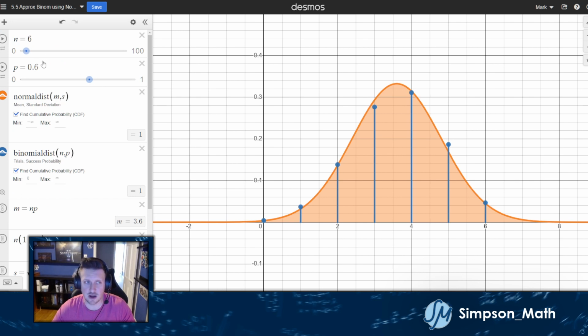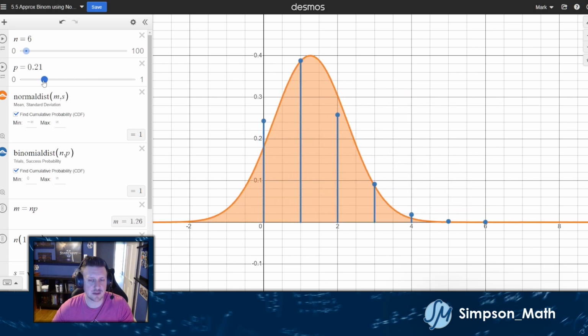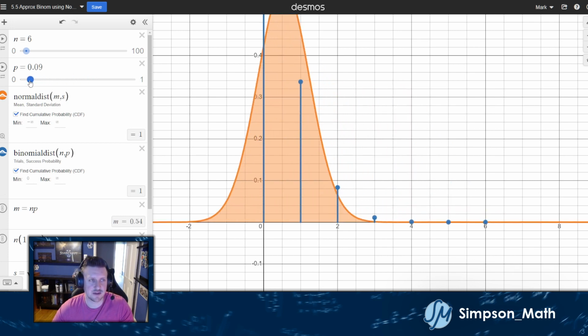So that's kind of problem number one. Another problem with a really small sample size is that it's too discrete, too much daylight in between these to be approximating that. Another potential problem is, especially if I have a small sample size and my proportion is really low.